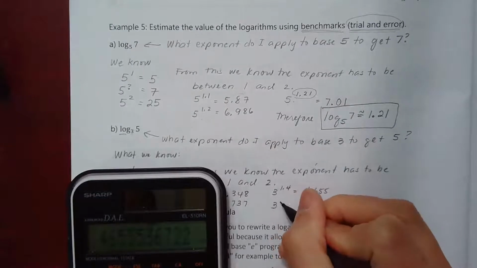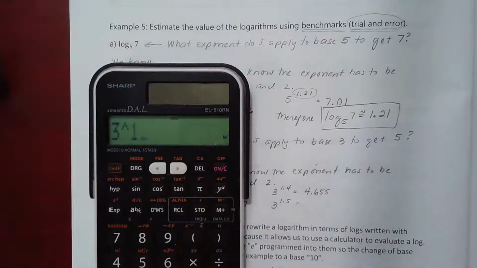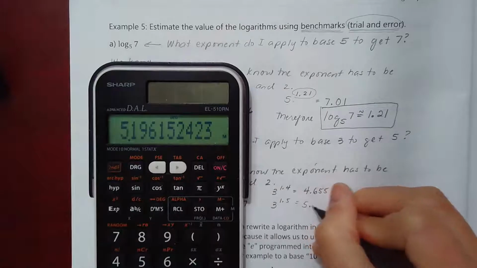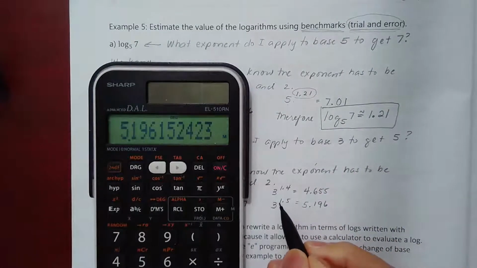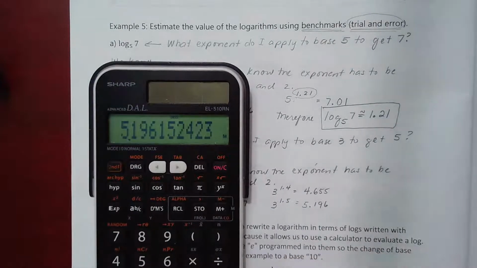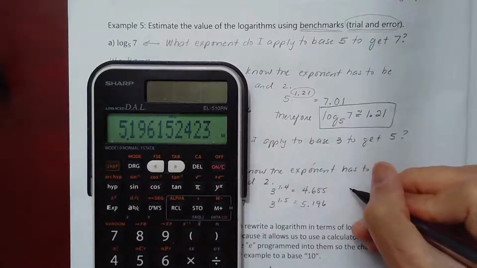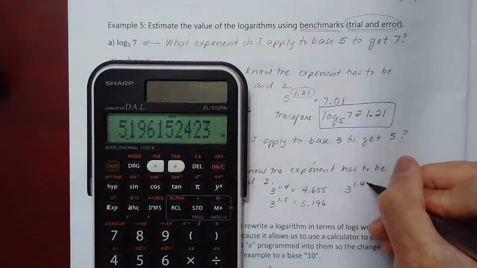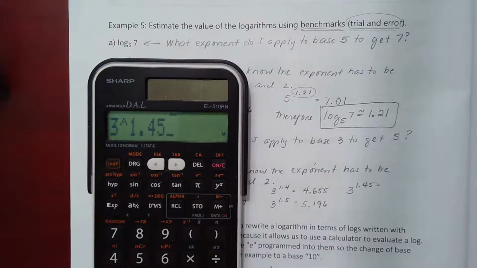What if I go 3 to the exponent 1.5? 5.196. Okay, so if I use exponent 1.5, I'm going to get slightly higher than 5. So I'm going to try this one here. 3 to the exponent 1.45.